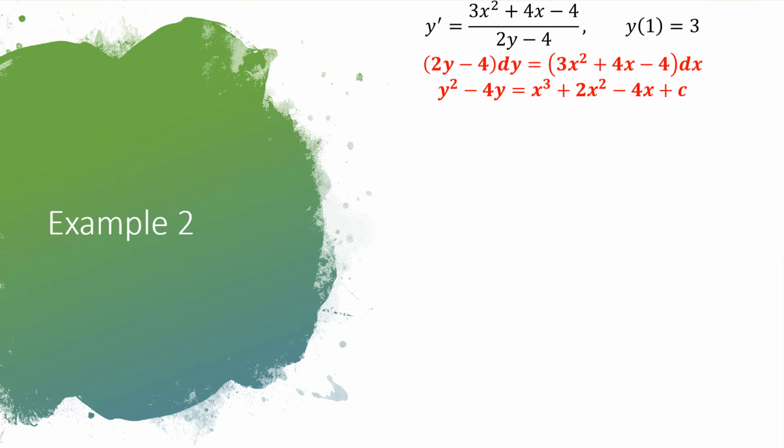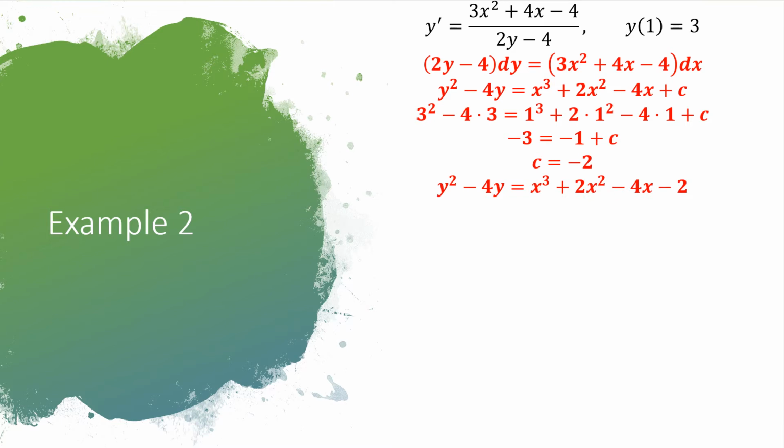Now again, the second that we get that c, we plug in our initial condition. Our initial condition for this problem says that when x is 1, y is 3. So I'm plugging in 3 for y and 1 for x. When I evaluate that, I get negative 3 equals negative 1 plus c, or c equals negative 2. All right, so then I'm going to take that c and plug it back into my equation to have a final equation of y squared minus 4y equals x cubed plus 2x squared minus 4x minus 2.